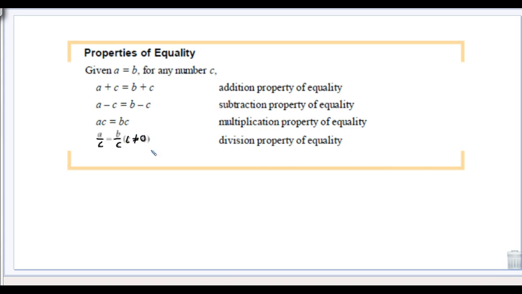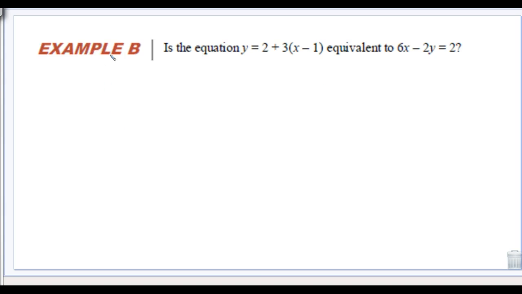Why can't c be 0? Well, if I do a divided by 0, I get a big problem. The only real big problem in math is when you divide by 0. So that's called the division property as long as c isn't 0. But that's not really going to be a big deal for a lot of us. Okay, so let's do example B.